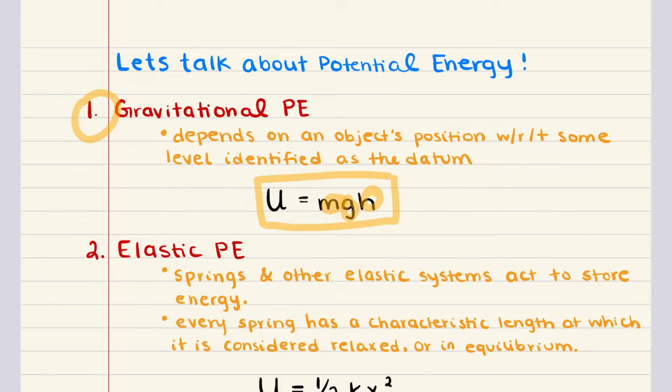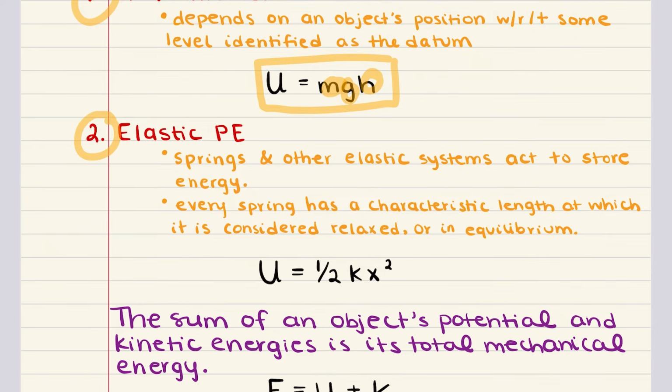Now, this equation tells us that the higher an object is positioned relative to that reference point, that ground zero reference point, the more gravitational potential energy it possesses. So, for example, an object lifted above the ground is going to have gravitational potential energy due to its elevated position. Then we have elastic potential energy.